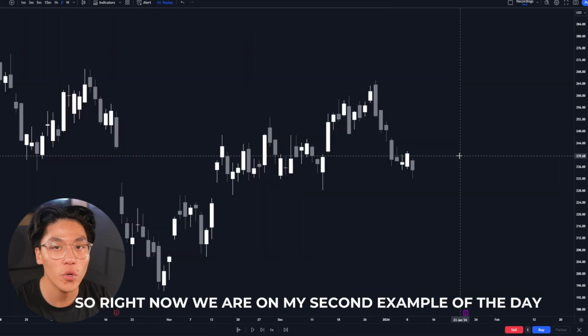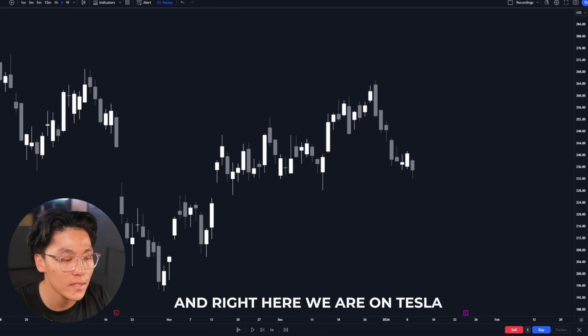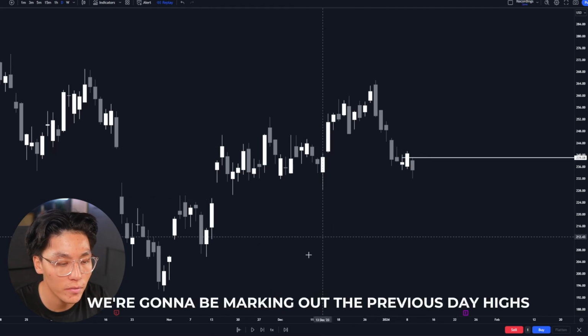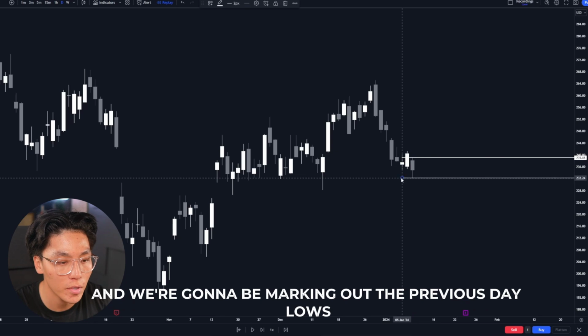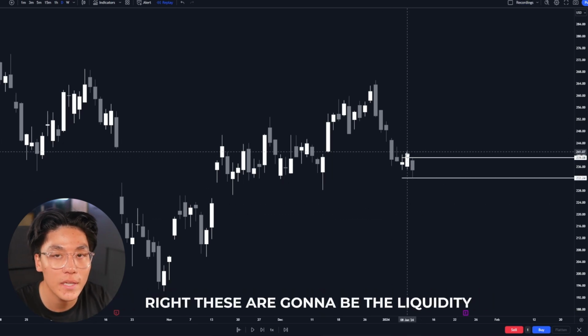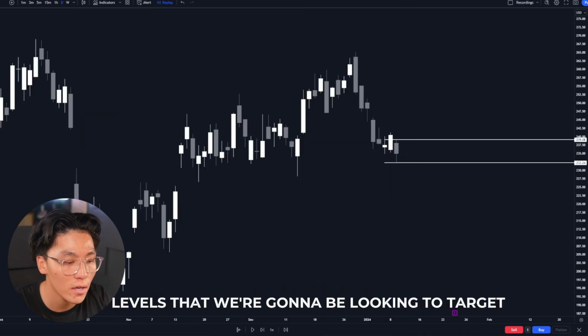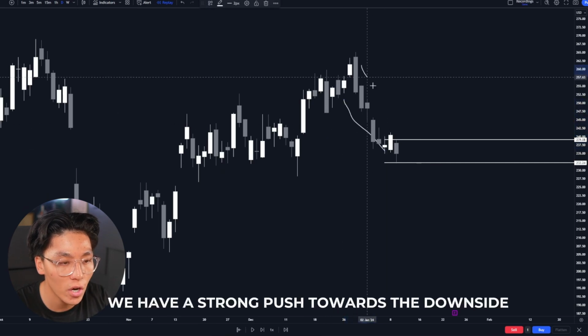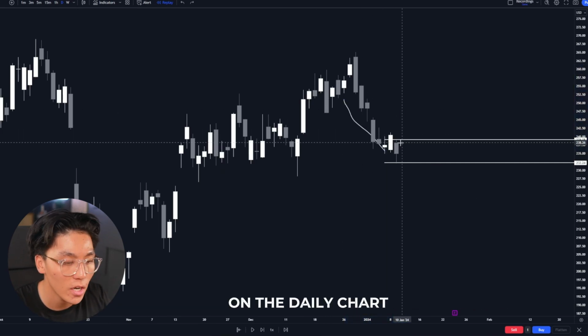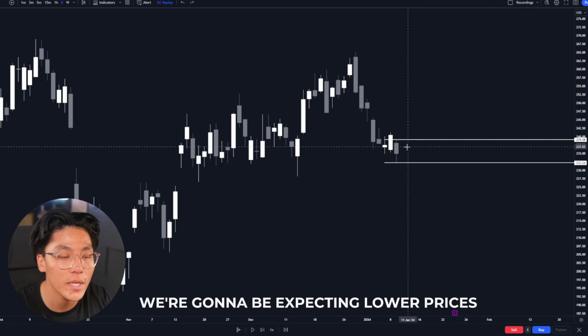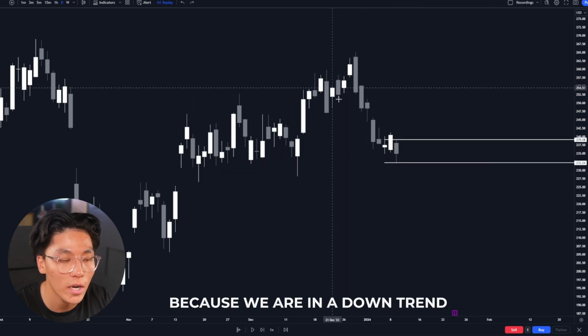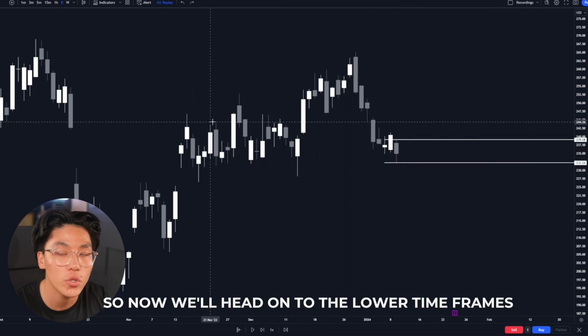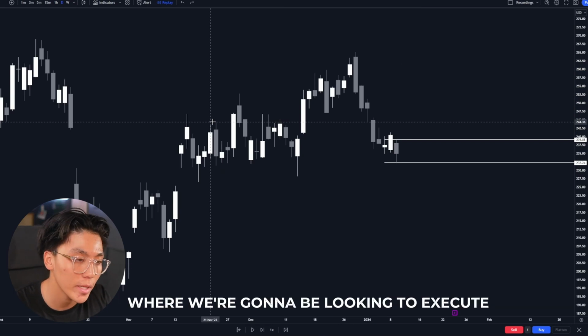Right now we are on my second example of the day, and right here we are on Tesla. As always, we're going to be marking out the previous day highs, and we're going to be marking out the previous day lows, right? These are going to be the liquidity levels that we're going to be looking to target. In this case, we have a strong push towards the downside on the daily chart. So we're going to be expecting lower prices because we are in a downtrend. Now we'll head on to the lower time frames where we're going to be looking to execute.